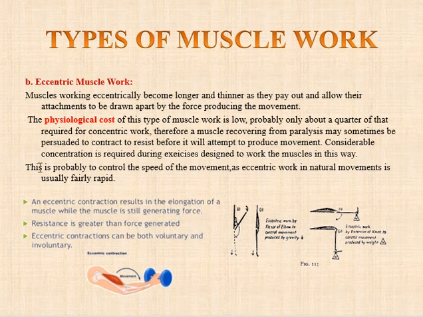This is probably to control the speed of the movements, as eccentric work in nature is usually fairly rapid, and eccentric contraction results in the elongation of the muscle while the muscle is still generating force. Resistance is greater than the force generated, and eccentric contraction can be both voluntary and involuntary.